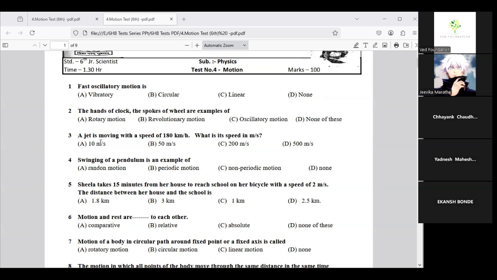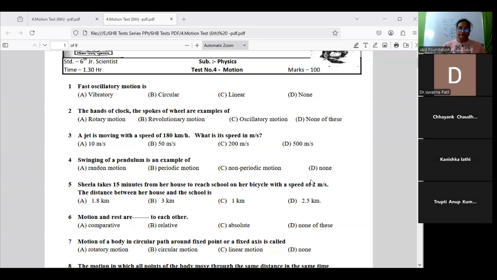3. A jet is moving with a speed of 180 km per hour. What is its speed in meter per second? Option B is correct. So the correct answer of question 3 is option B, 50 meter per second.